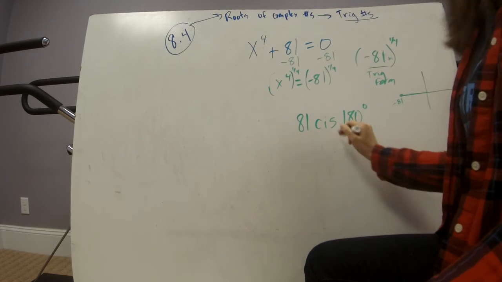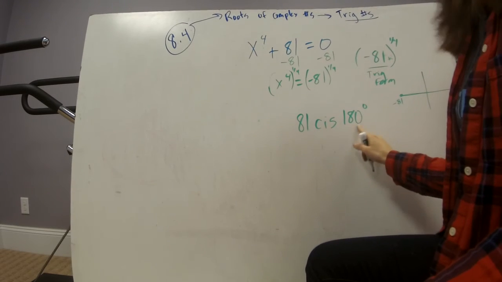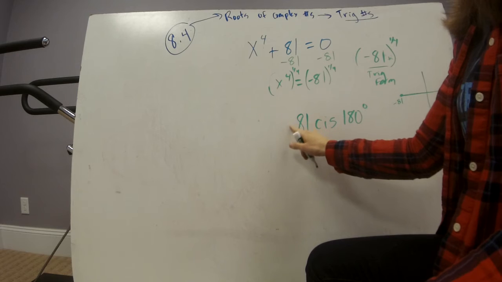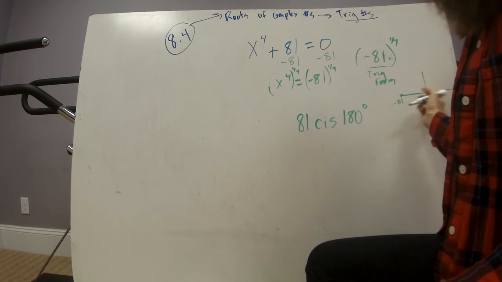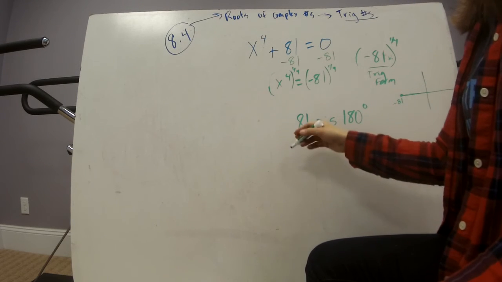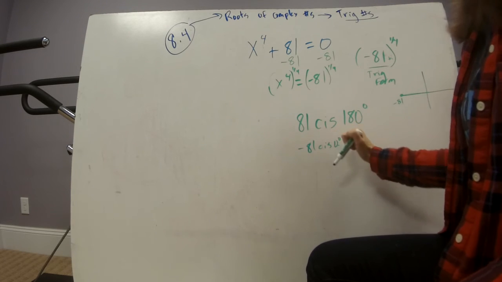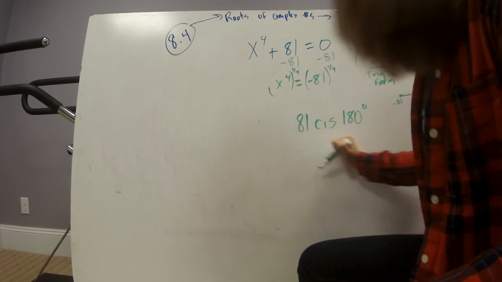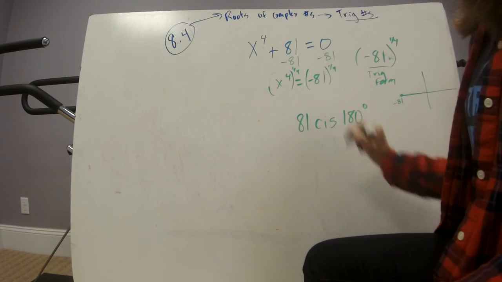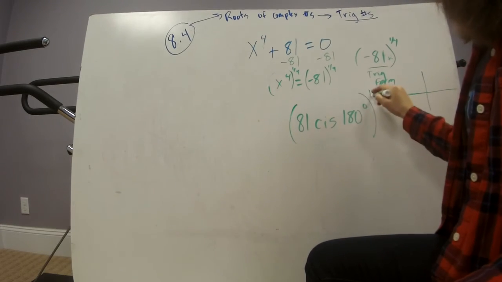Right? Because in cis form, you can't have negatives. Right? You got to make sure you're in between 0 and 360. And this cannot be negative. If it was negative, you'd have to kind of like adjust for it. Like, negative 81 cis 0 is technically the same as this, but we don't write any negatives in cis form. So that's why that's false. So you got to be over here at 81 cis 180, and now you can take it to the 1/4 power.